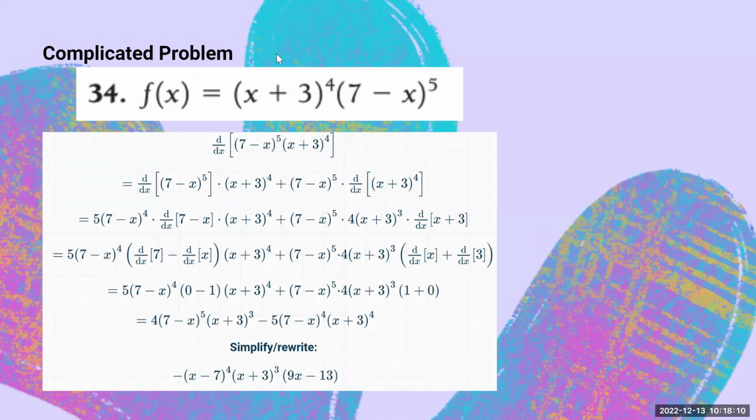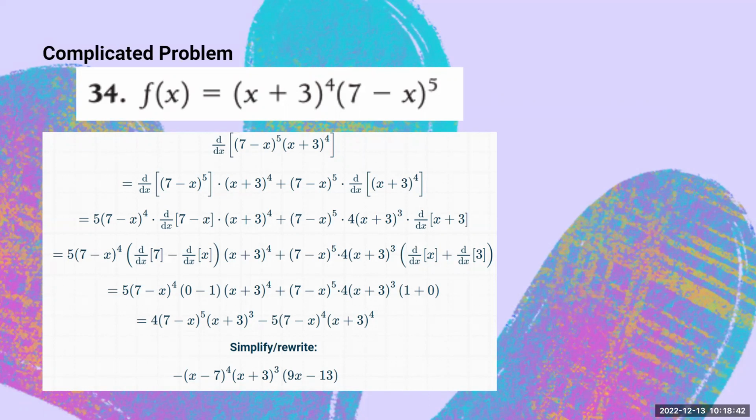So now I'll be presenting the complicated problem. For the complicated problem, we have f of x equals, open parentheses, x plus 3, close parentheses, to the fourth power, open parentheses, 7 minus x, close parentheses, to the fifth power. And what we'll do to start this problem is the product rule, which is primes times base plus base times prime. And as you see right here, this is how we have it.